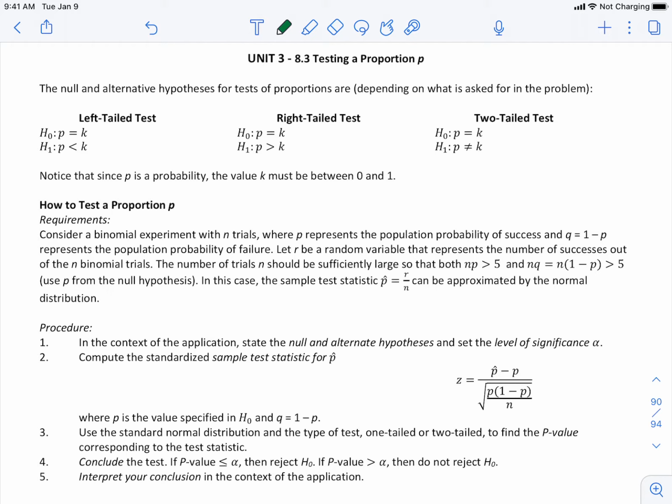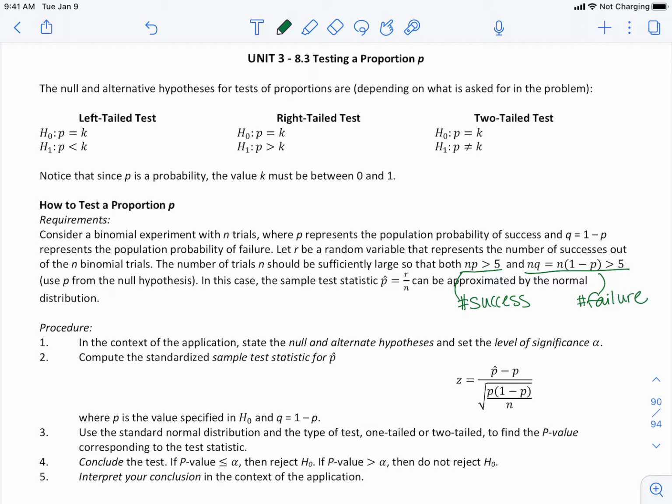So to test a proportion, we're going to consider a binomial experiment with n trials where P represents the population probability of success and Q equals 1 minus P represents the population probability of failure. Let R be a random variable that represents the number of successes out of the n binomial trials. The number of trials n should be sufficiently large so that both n times p is greater than 5 and n times q, which is n times 1 minus p, is greater than 5. Remember, n times p represents your number of successes, and n times q, or n times 1 minus p, represents the number of failures.